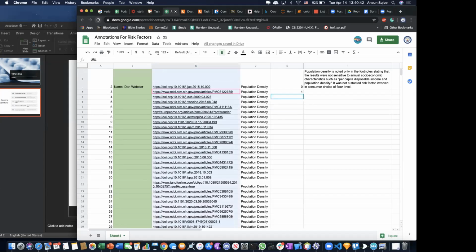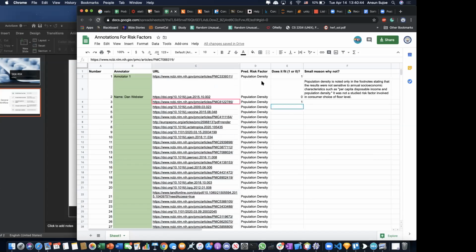So I got the URLs here that we're predicting. Then I got the predicted risk factor. This is what our algorithms are right now pointing to. These are all population density. And we already have some annotators working on this.